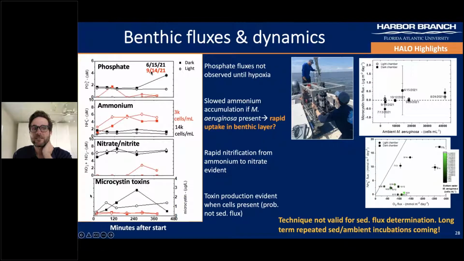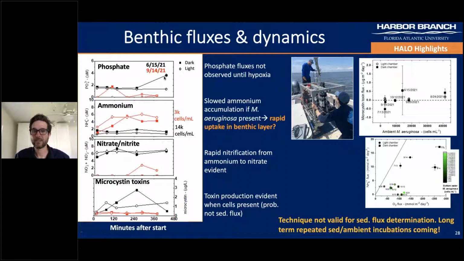So let's take phosphate, for instance. We don't really see a phosphate flux under most circumstances, except a couple times when we saw it in the last time point. And maybe the reason for that is because by this point, I'm not showing the data, but we had depleted our oxygen within the chamber. The sediments are actually sucking up that oxygen. So they depleted the oxygen by about 50% at that point. And so maybe we only see phosphate fluxes when you can induce hypoxia.